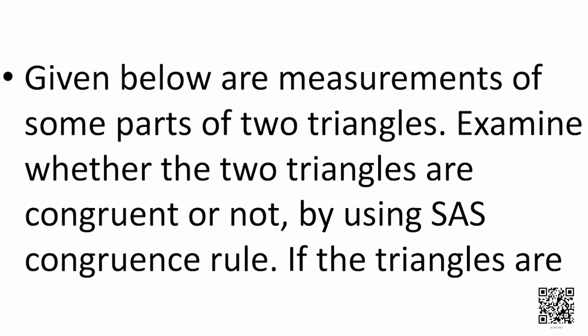So students, now on to example 4. So we have been given some measurements of some parts of two triangles. We will examine whether the two triangles are congruent or not by using side angle side, that is SAS congruence rules, and if the triangles are congruent, we will write them in symbolic form.